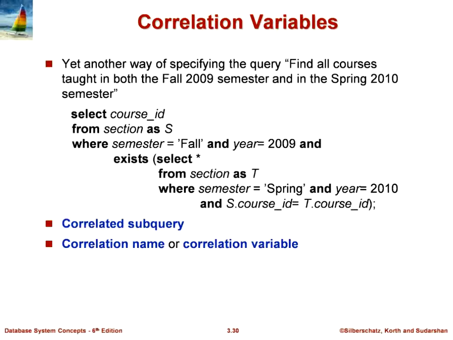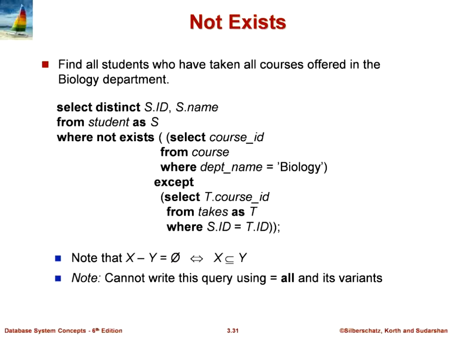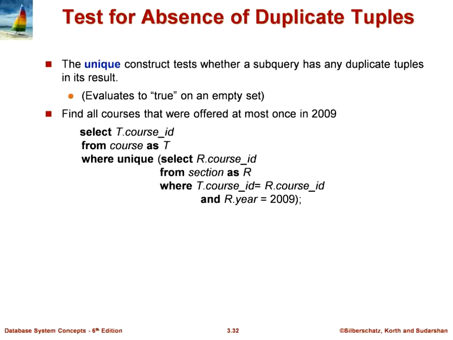Another way of specifying the query, find all courses taught in both fall 2009 and in spring 2009, is by using the correlation variable. So you can also perform nesting of queries, and you can check existence through the exists queries as well. So these are some more examples.